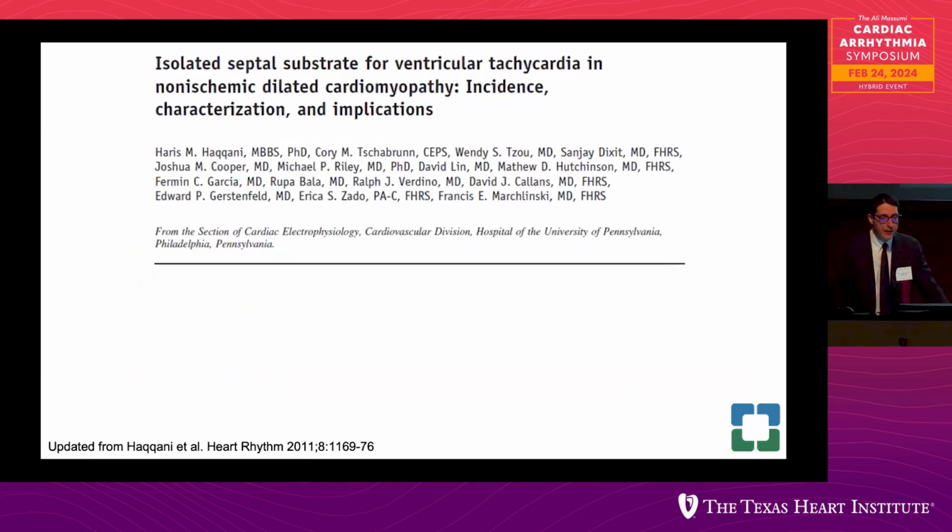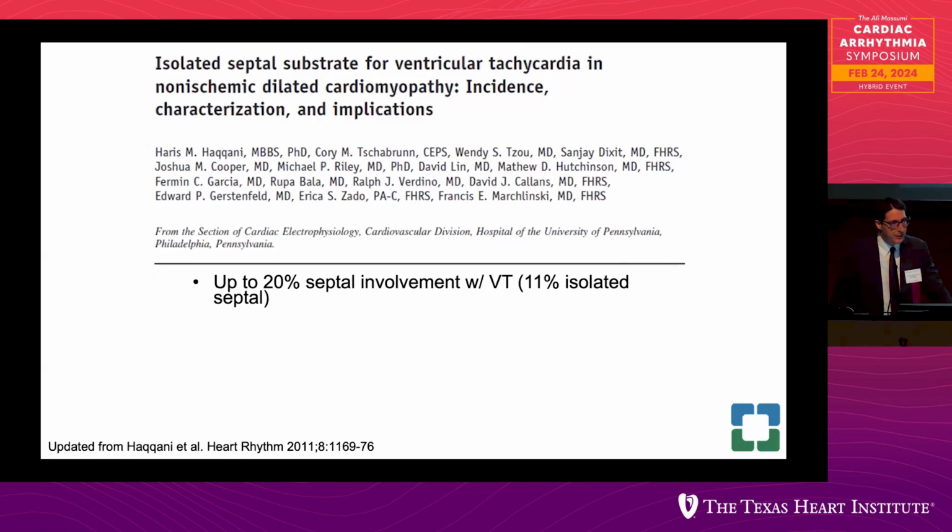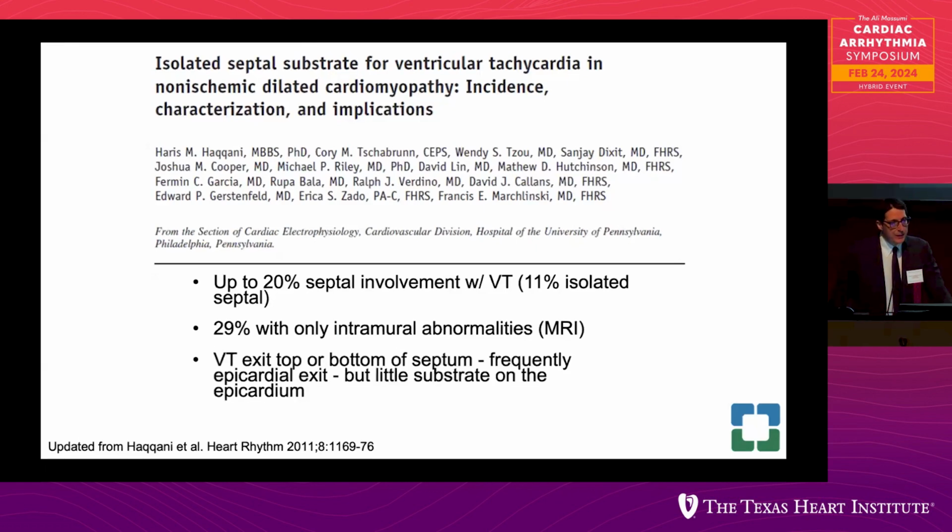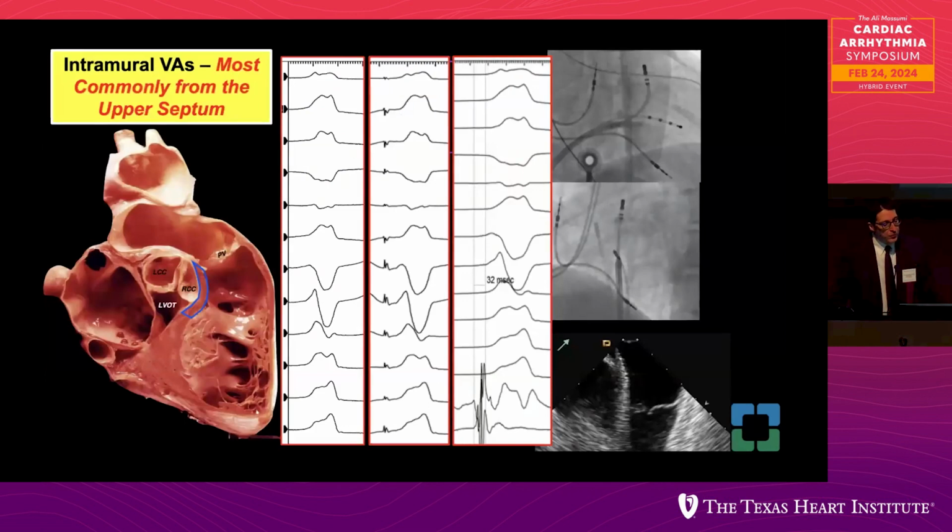For patients with cardiomyopathy, septal intramural substrate is really important. There was an updated series from the University of Pennsylvania where up to 20% of patients have septal involvement with VT, 11% with isolated septal involvement only. 29% of these have intramural abnormalities that can be detected on MRI. Typically, you have multiple VT morphologies with exits on the top and the bottom of the septum. But again, you don't target the exit site for these VTs. You need to find the isthmus, which is protected intramurally, and it becomes quite complicated to detect and to eliminate. So most commonly, we're talking about the upper septum.